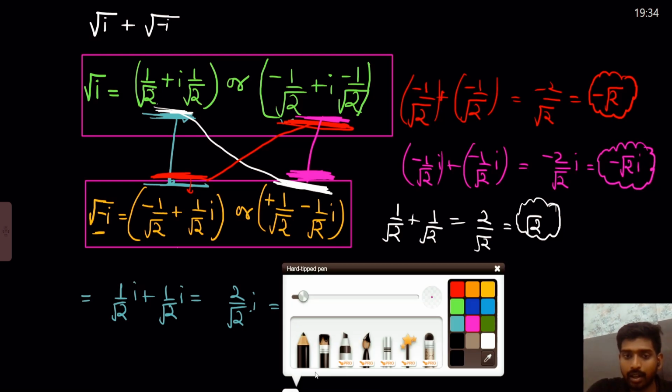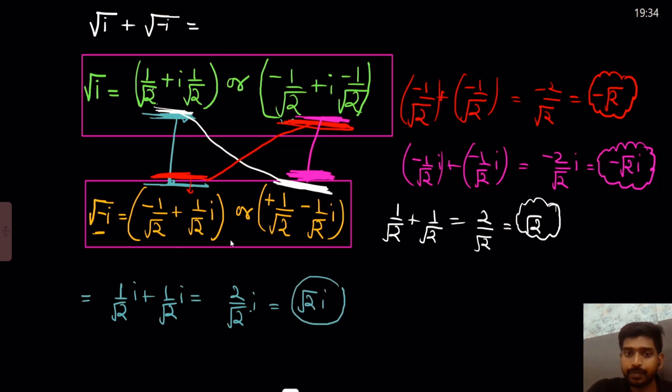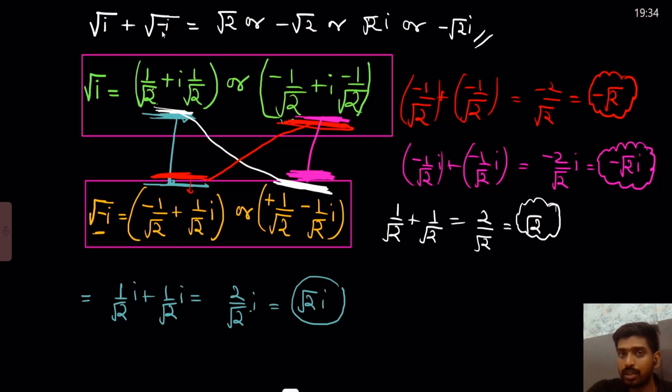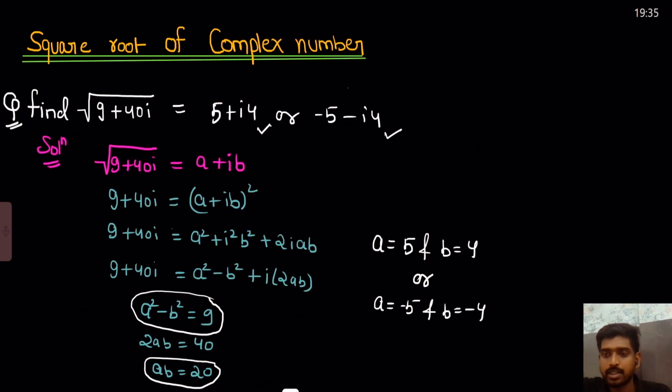So root iota plus under root of minus iota can be root 2, or minus root 2, or root 2 iota, or minus root 2 iota. So it can be purely real also, it can be purely imaginary also. Okay. Square root of complex number is completed.